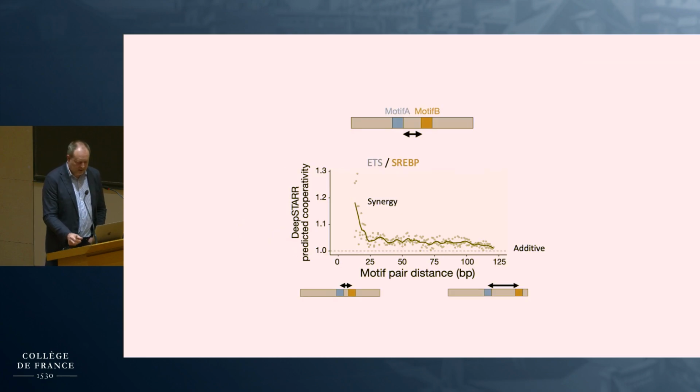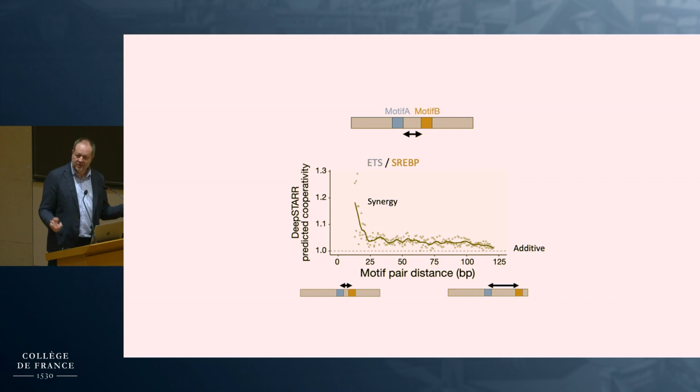For this, and I go into a little more detail here, he embedded two motif instances next to each other at different distances, and then basically asked whether the motifs were predicted to have additive behavior, then they would be here along this line at 1, or whether they had synergistic behavior, then the predictions would be more up here. And in this case, for motif SREBP pair, you see that there was strong synergy at closer distances, but then at around 25 nucleotides distance, these two motifs were essentially additive.